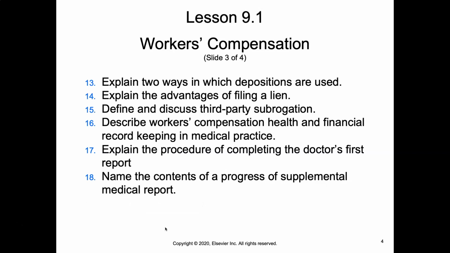Talk about some depositions and what is happening when a lien is filed. Also bring in third-party subrogation. Then describe workers' compensation health and financial record keeping in the medical practice and talk through the procedure of completing the doctor's first report. And then we'll name the contents of a progress or supplemental medical report.